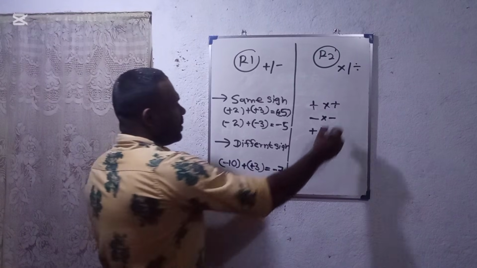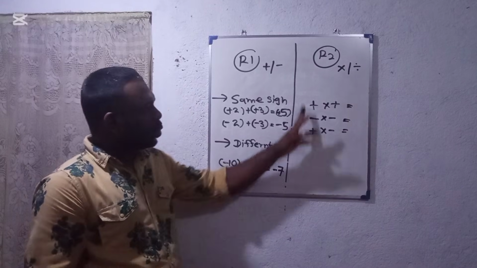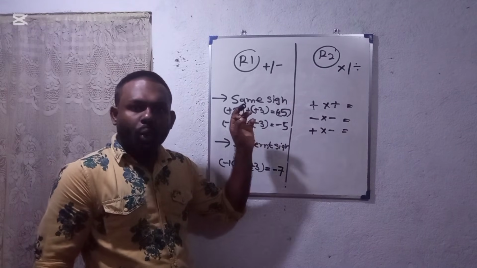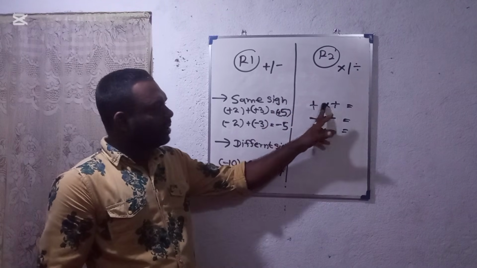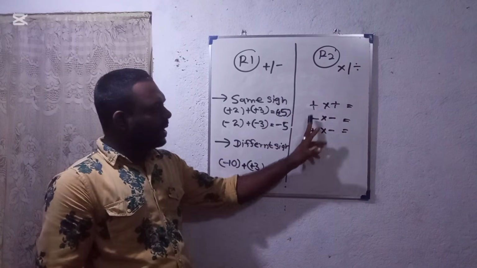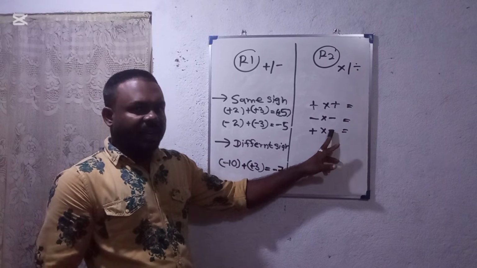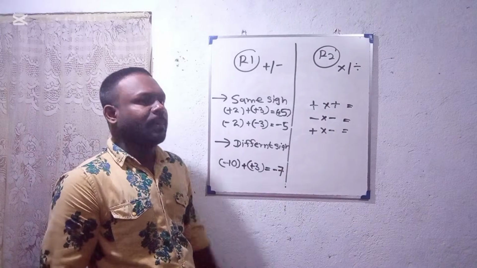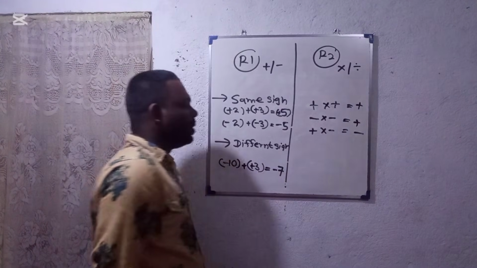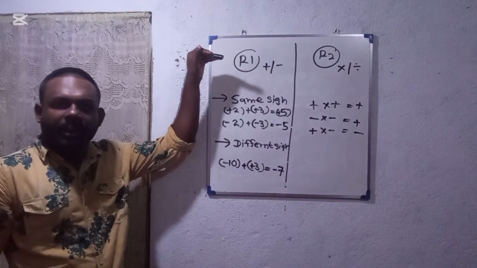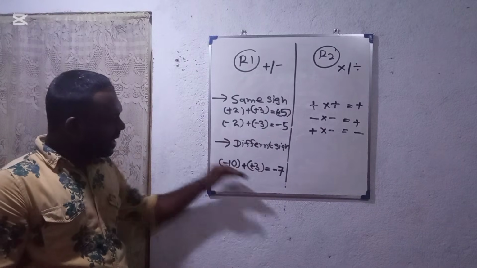Now this is a product. Rule 2 says the sign of the output. We need to remember it like this: plus times plus is plus, minus times minus is plus, plus times minus or minus times plus is minus. You need to remember. How do we remember that one? R1 consists of two cases, same sign and different signs.